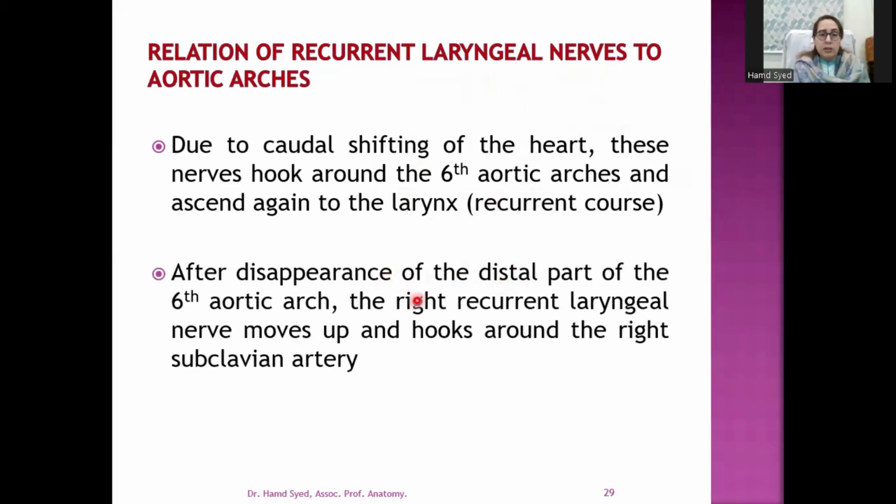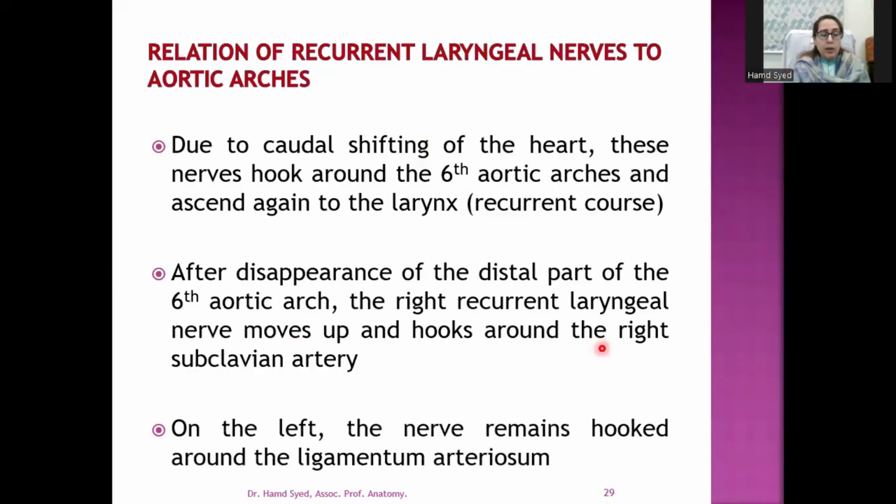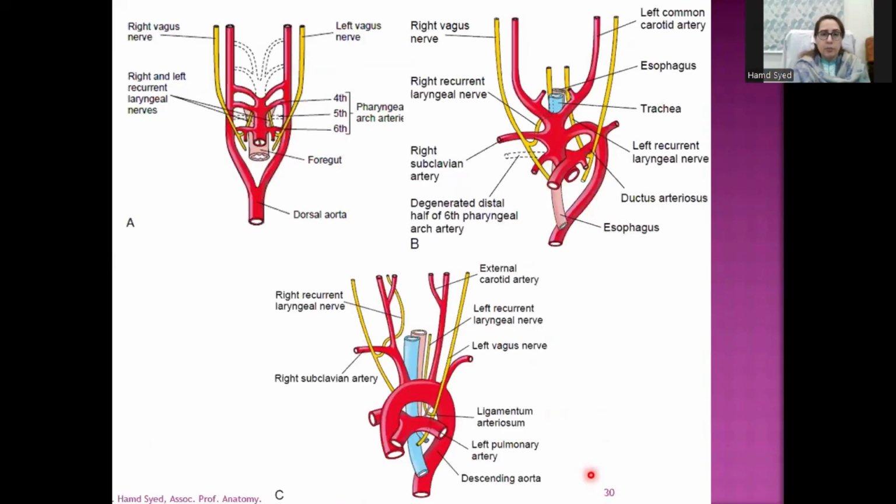After the disappearance of the distal part of the sixth aortic arch, the right recurrent laryngeal nerve moves up and eventually it hooks around the right subclavian artery. Whereas on the left, the recurrent laryngeal nerve remains hooked around the ligamentum arteriosum. So here you can see that this is the ligamentum arteriosum, and the left recurrent laryngeal nerve is hooked around it, whereas the right recurrent laryngeal nerve is hooked around the right subclavian artery.